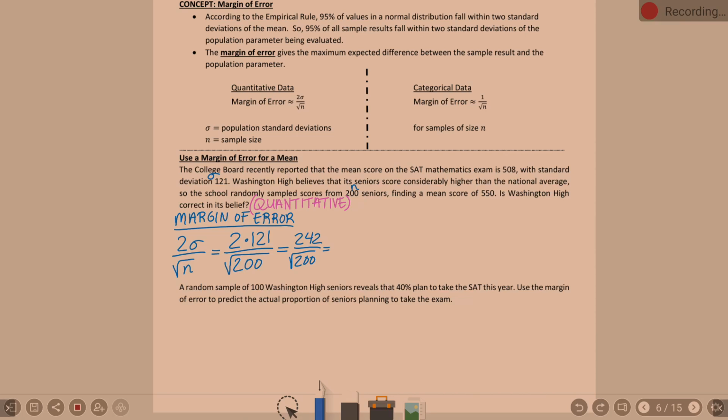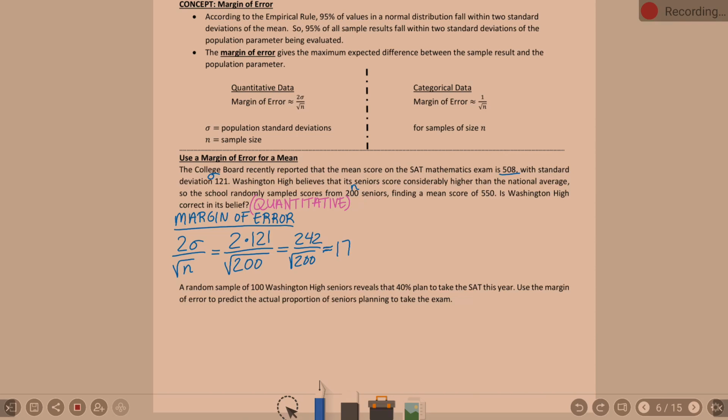Here's the deal. Our mean was given as a whole number, yes? So with that in mind, I'm going to use my margin of error as a whole number. And you'll see why in a moment, because we're going to put that mean and that margin of error together. I'm doing that because my mean was given as a whole number.